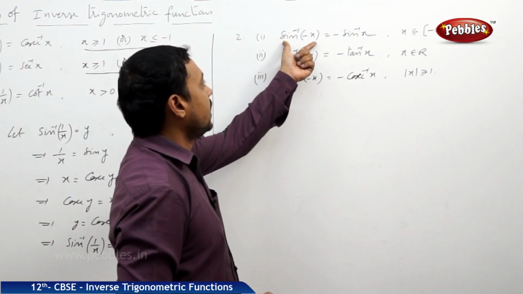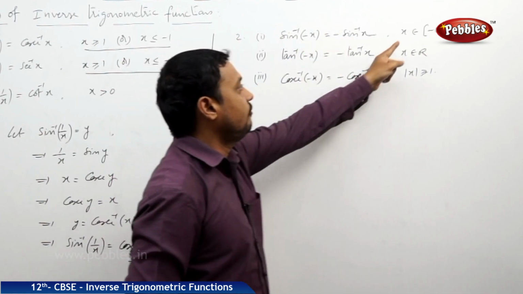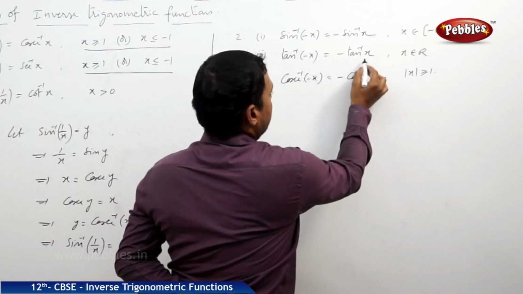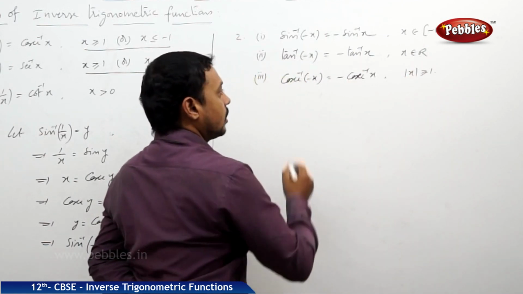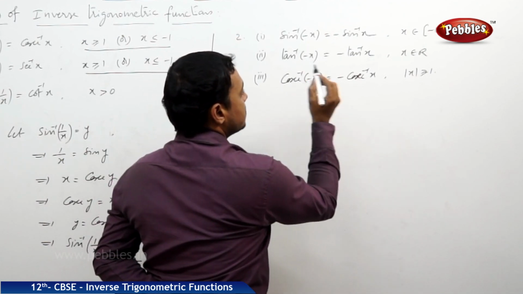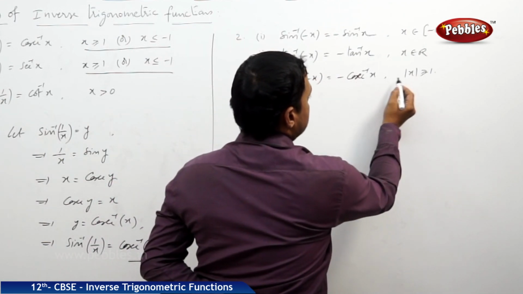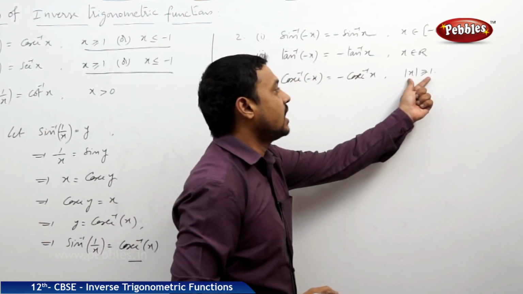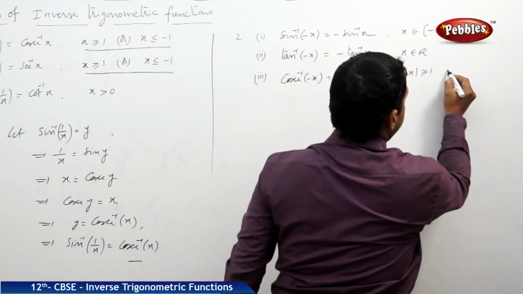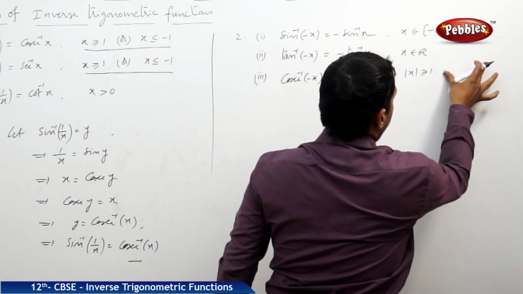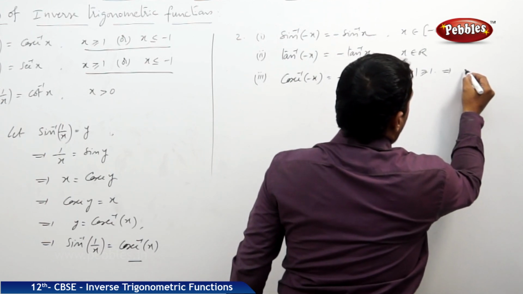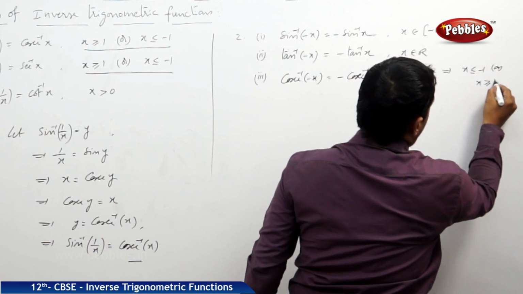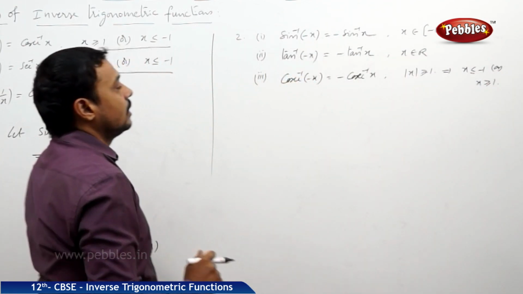See, sin inverse of minus x is equal to minus sin inverse x for every x belonging to minus 1 to 1. And tan inverse of minus x is equal to minus tan inverse x for every x belonging to R. Cosecant inverse of minus x is equal to minus cosecant inverse x for every mod x greater than or equal to 1. Mod x greater than or equal to 1 means x is less than or equal to minus 1 or x is greater than or equal to 1.